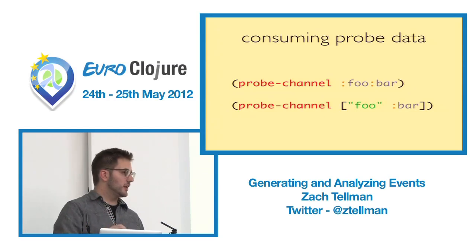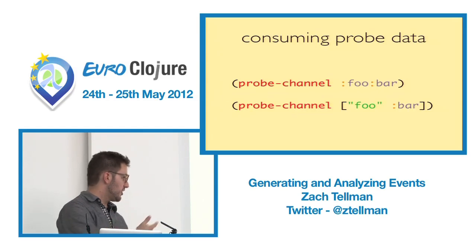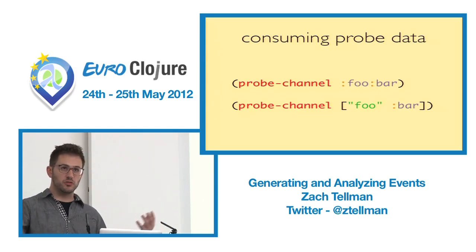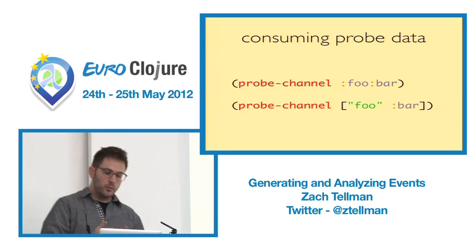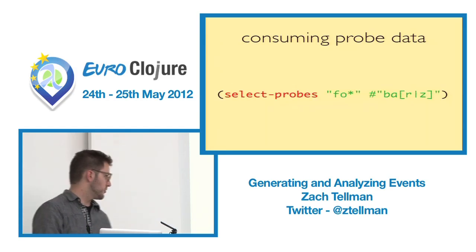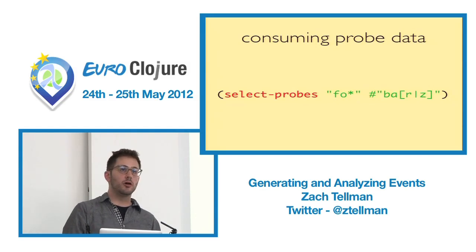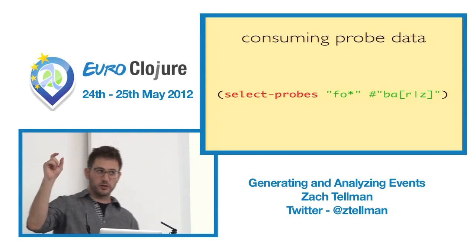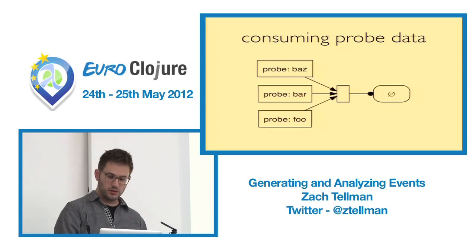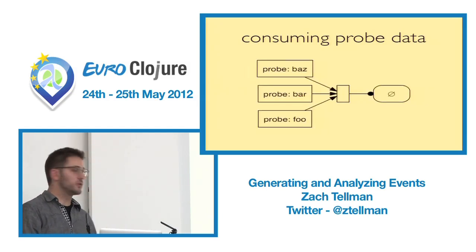To consume the data, we can either take an individual probe channel, and by convention, these are colon delimited. So in this case, both of these statements would return the same thing, because if we're given a sequence, it will simply join them by colons. We can also select the combined output of multiple probes by passing in one or more either patterns, which are wildcard strings, or a full-on regex. So in this case, we would have a channel which represents these three things.